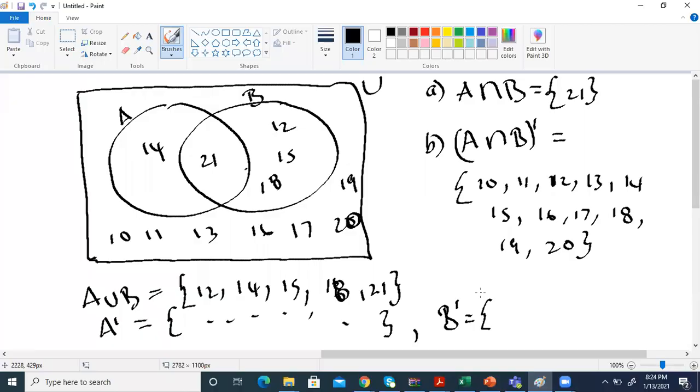All right. So what about B complement? B complement would be everything except for 12, 15, 18, and 21. So 10, 11, and another long list. Everything except for 12, 15, 18, and 21. So you guys can fill in that. Another long list.